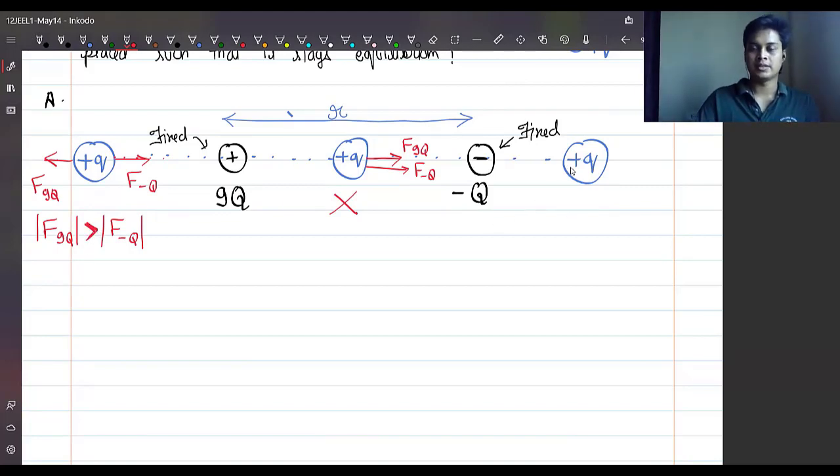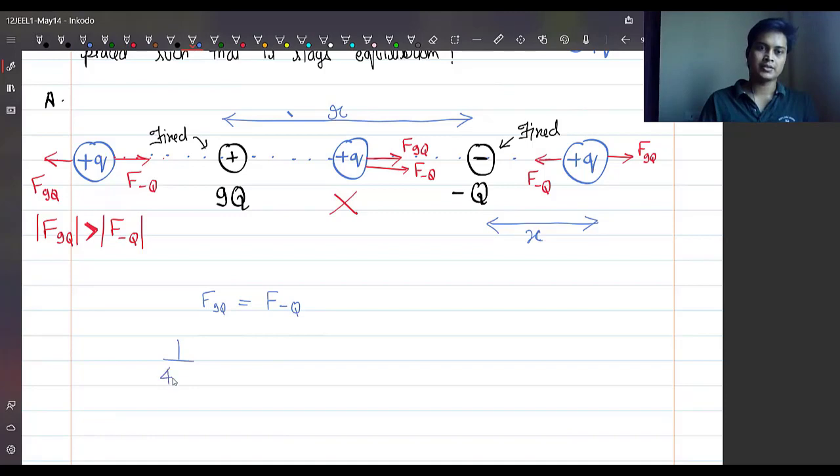Let me take this one. The force due to 9q is on the left, the force due to minus q is on the right. And the larger charge has a greater separation from this plus q. So let us say the distance of this point charge is x. We'll equate the forces: force due to 9q is equal to force due to minus q.